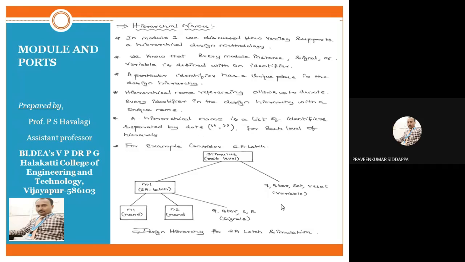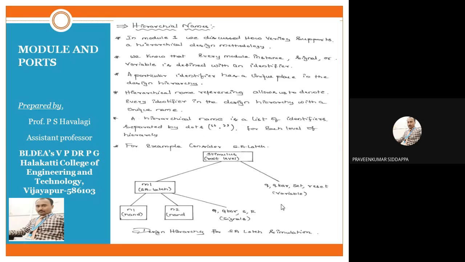Design methodology. Here we should first draw the flowchart, the same flowchart. After that we should give some names. That should be called hierarchical names. In the same way we have drawn the flowchart, in that way only we should provide the names. How should we provide the names? The name should be provided with the dot symbol. Remember that a hierarchical name is a list of identifiers separated by dots for each level of hierarchy.